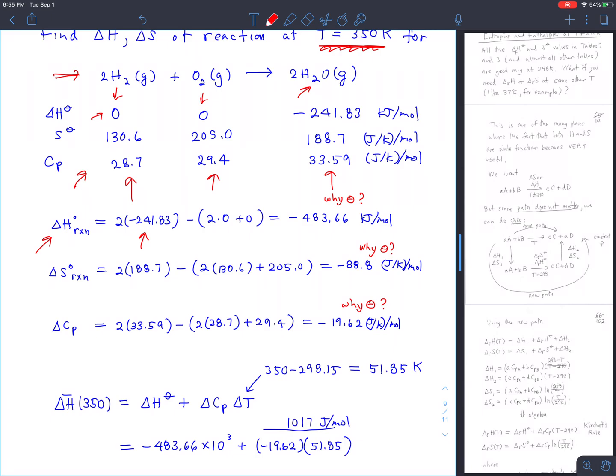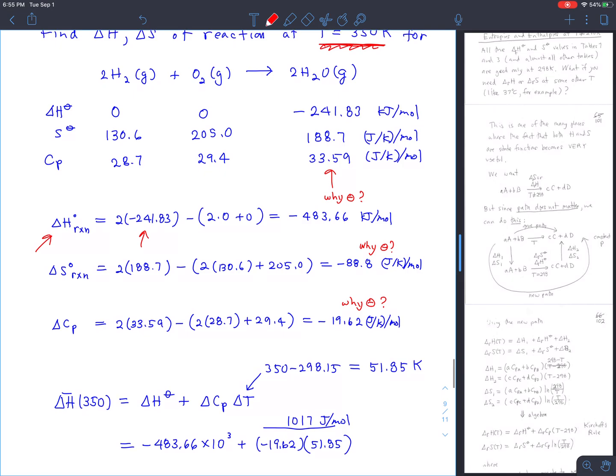It's because the reference state for the table for delta H isn't absolute 0. It's the elements in their most stable state at the table temperature. And these are already elements, right? So they're the same thing as the reference value, which means there's no change from the reference value, which means you get 0. That's convenient. That makes a lot of these calculations easier, right?